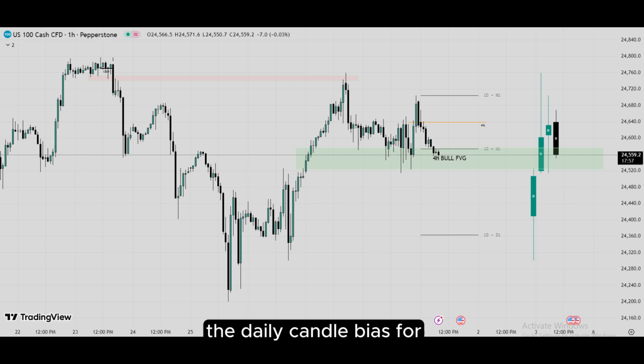Just like with gold, the daily candle bias for Nasdaq is bullish. This tells us that the underlying momentum is to the upside. If the price can maintain its position within this daily gap and show signs of strength, the next objective will be the next significant support level. This is a classic example of price seeking liquidity and then reacting to a key zone.